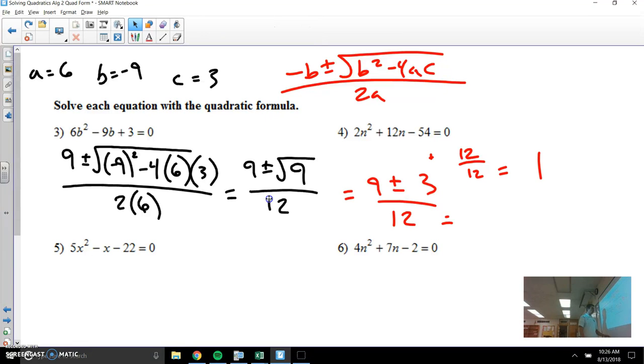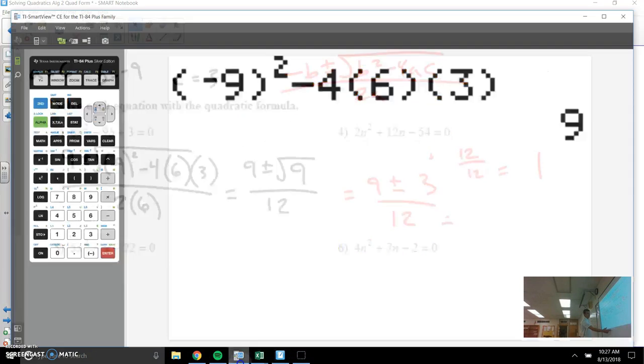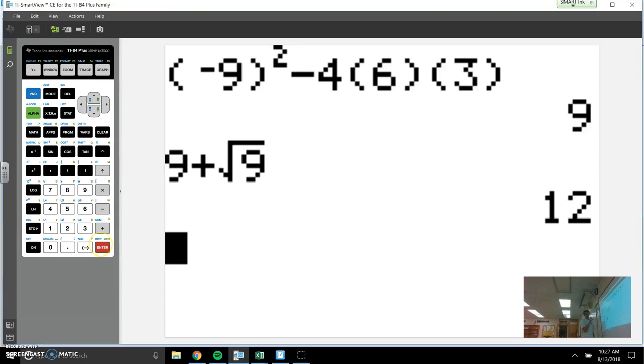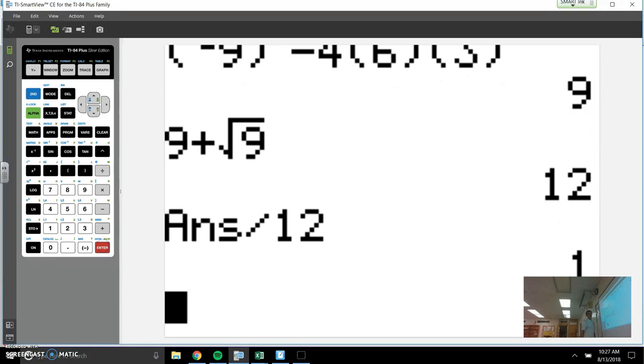So just to show you, if we had just left it with the square root of 9, type it in the top part first. See, that does give you 12, because really this is 9 plus 3, 12, and then divided by 12, of course, that gives you 1. So let's go back in and do the other way.